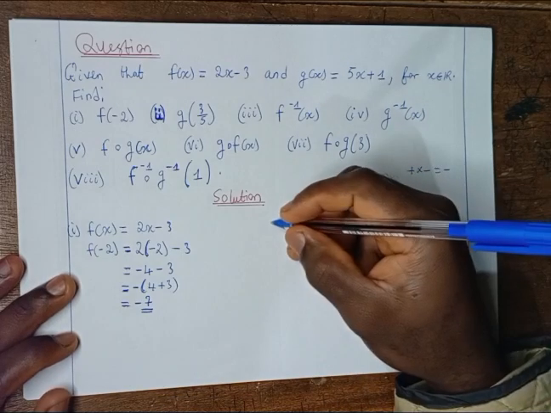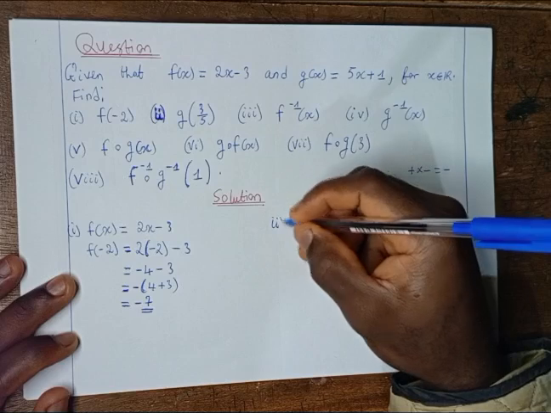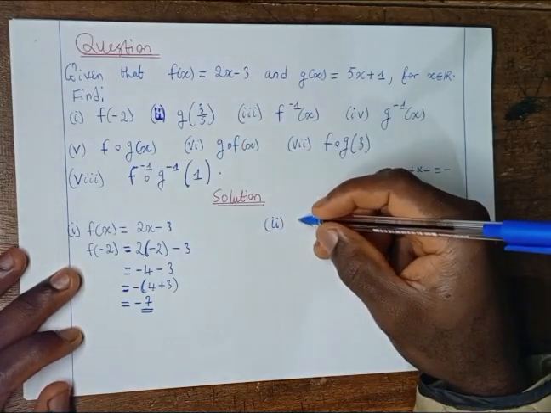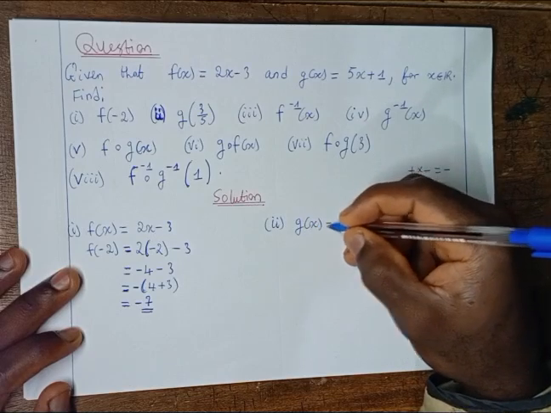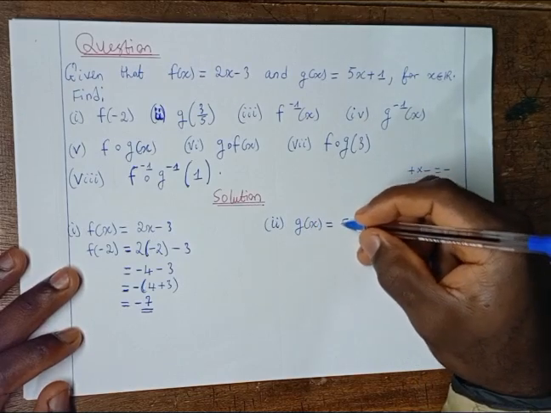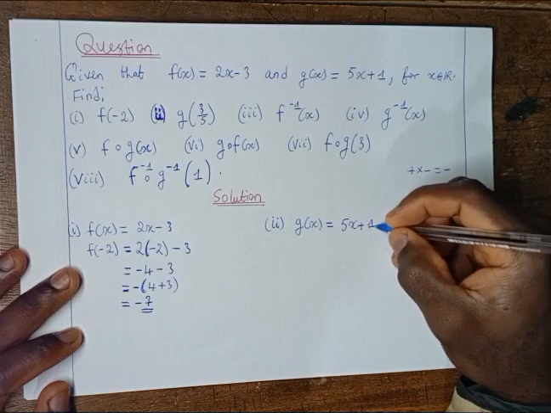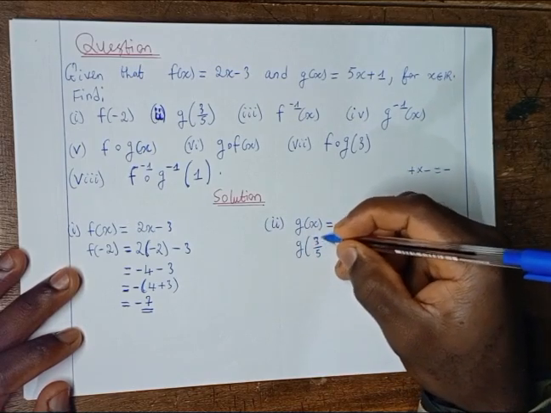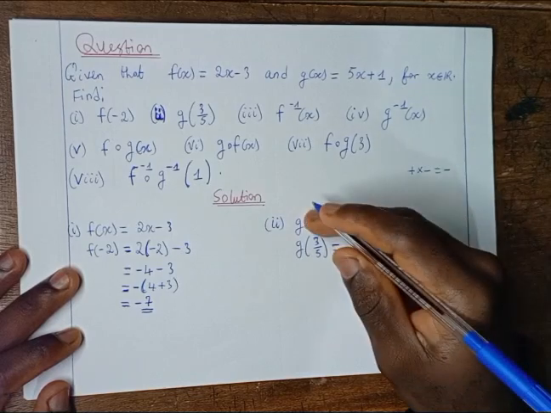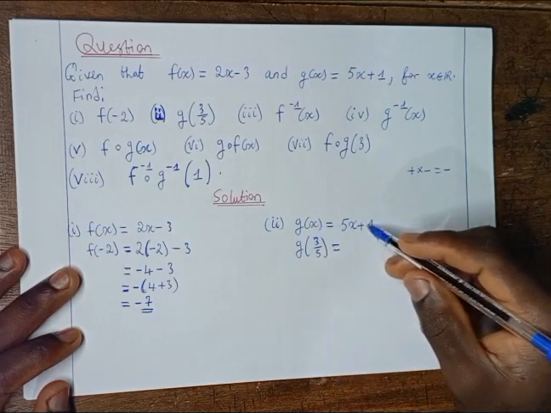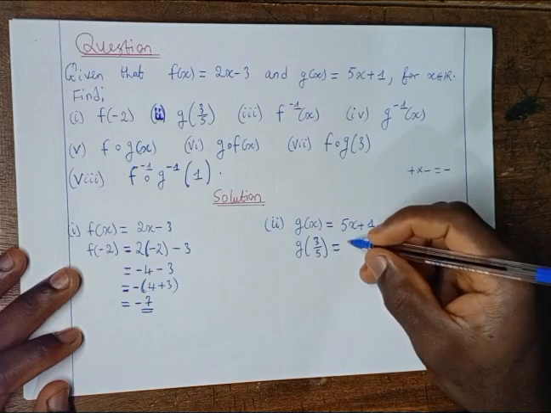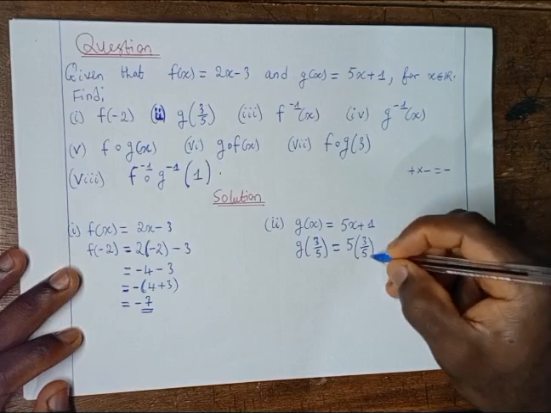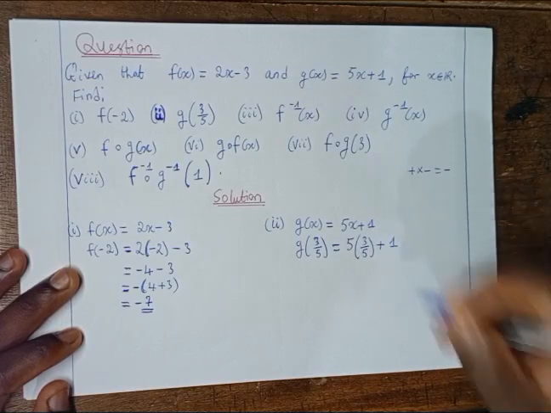Next, for 2ii, it says we should find g of 3 fifths. We need to first of all start by writing down the function g of x. g of x is simply equal to 5x plus 1. For us to get g of 3 fifths, it simply means in the function g of x, anywhere we see x, we have to replace x with 3 fifths. So this will give us 5 times, I'll replace x with 3 fifths, plus 1.